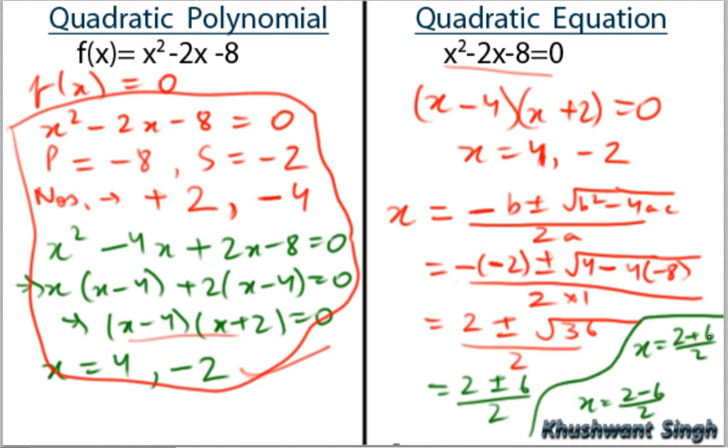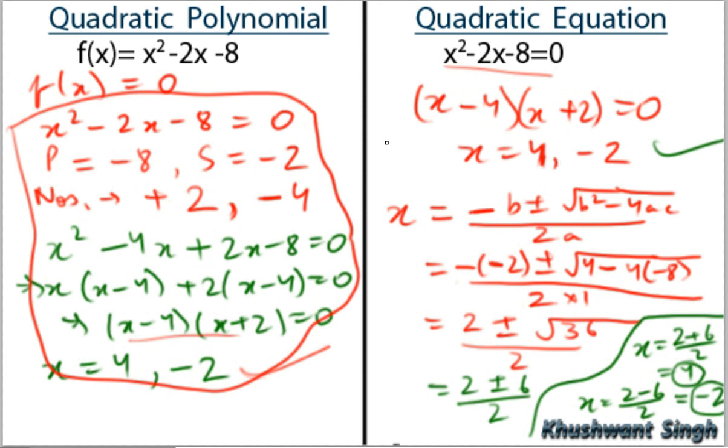When x equals (2 plus 6) by 2, that is 8 by 2, that is 4. And here, 2 minus 6 is minus 4, minus 4 by 2 is minus 2. So using the formula also, you got the same answer, 4 and minus 2. Hence both the formula and factorization work, and in this case you are getting the values to be same. Zeros and roots are same.